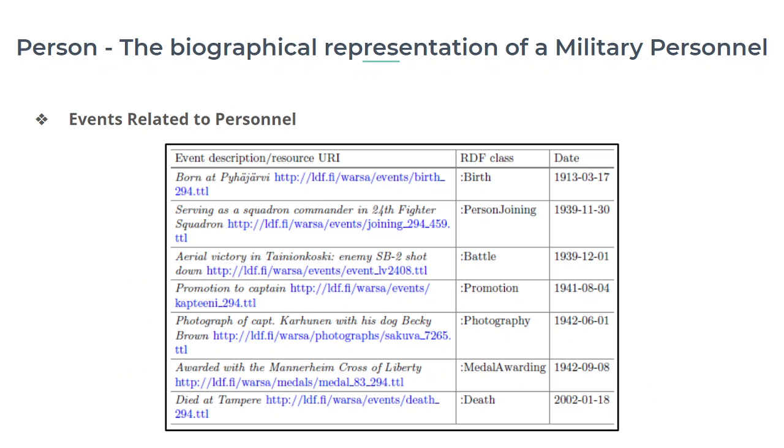And the events table contains the birth of that person, the joining field, which tells about the unit which the person joined, the battles of that person in the battlefield, the ranking history of that person in the promotion field, the photographs related to that person in the photography field, the medals he got in the medal awarding field, and the death of the personnel in the death field.